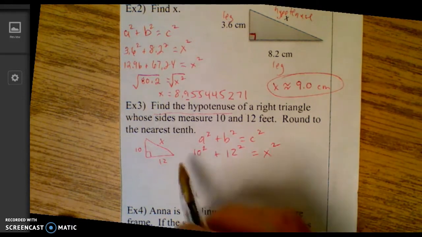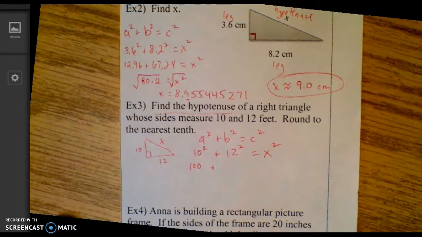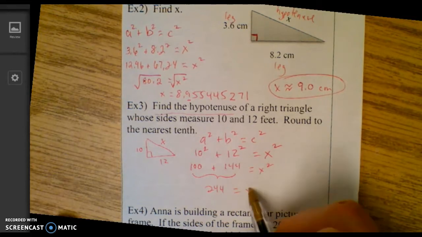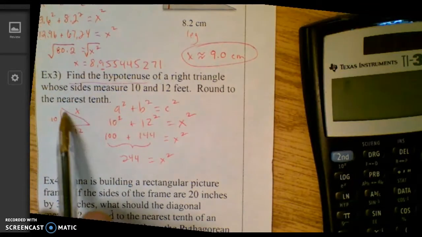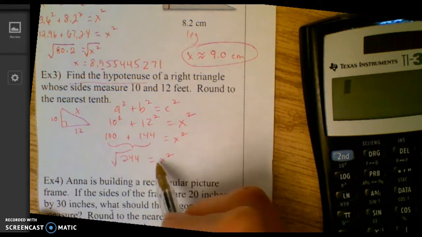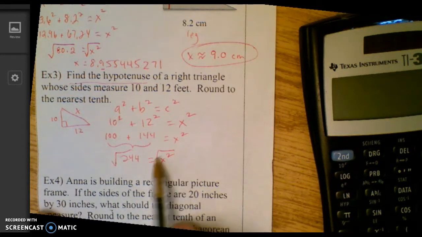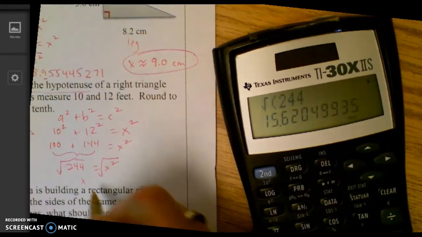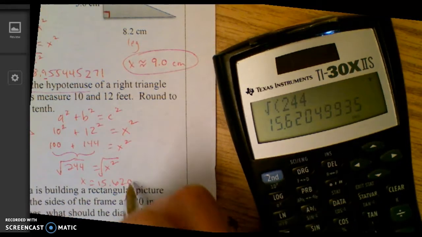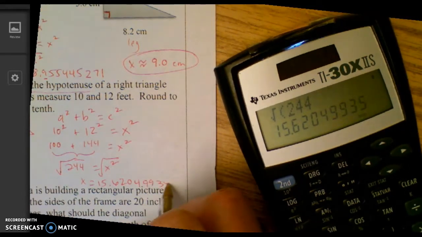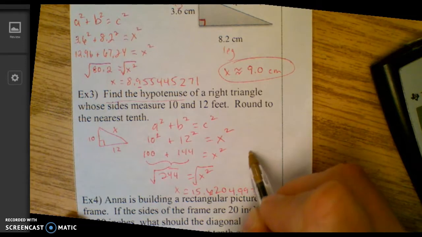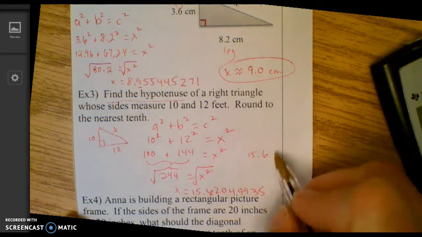We can take our values and simplify because we know 10 squared is 100, we know 12 squared is 144, and this will add up to 244. To finish solving, remember there's no way this can be connected by 244, so we need to remember our last step is getting rid of the squaring. We're taking the square root of both sides. The square root of 244 is 15.62049935. Our directions are very specific in this one. We round to the nearest tenth, so this time it's 15.6, and the units were feet.